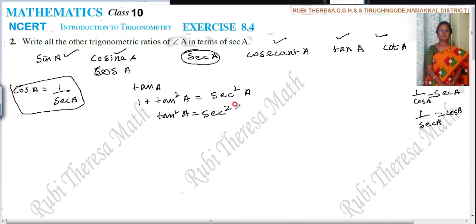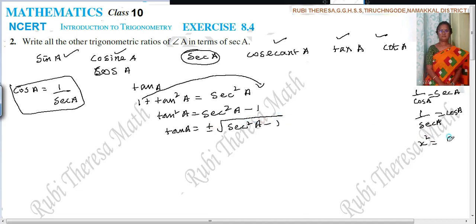Just you write secant squared A. This one, when it comes to RHS, minus 1. Then tan A equal to, tan squared A is this. Tan A means you have to find out the square root. That is plus or minus root of secant squared A minus 1. Why am I writing plus or minus? Suppose x squared is 9. x is equal to plus or minus root 9, that is x equal to plus or minus 3.